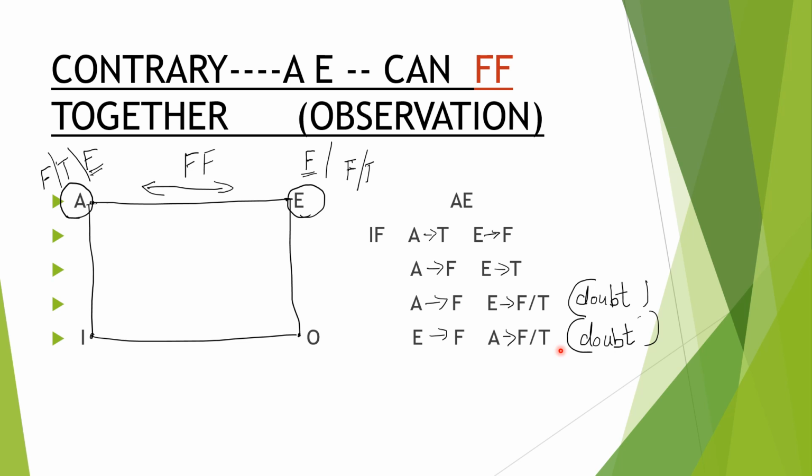So there is a doubt there. They can be false or they can be true. So they can be false together, but they cannot be true together. That is a specialty, so you should not get confused. You study only one thing in contrary: A and E are always in opposition, but they can be false together. It is also called observation. Understood?